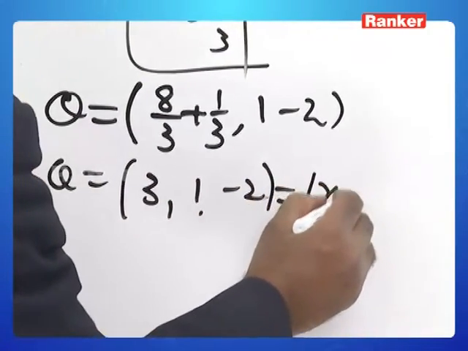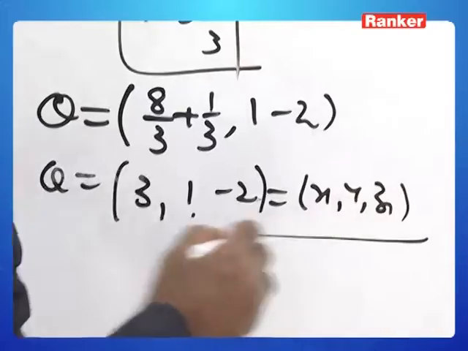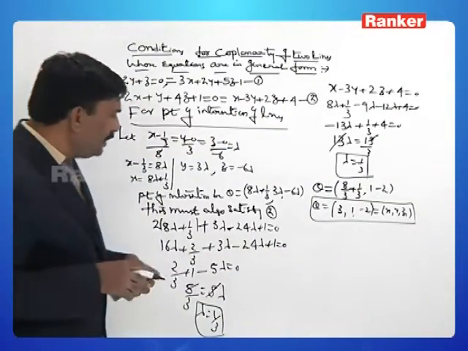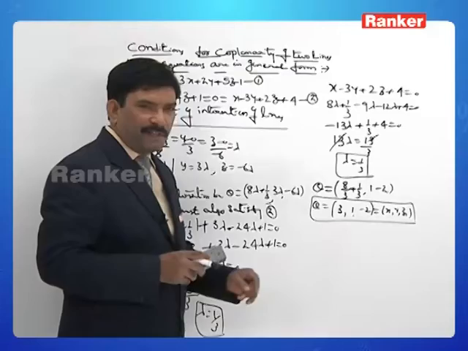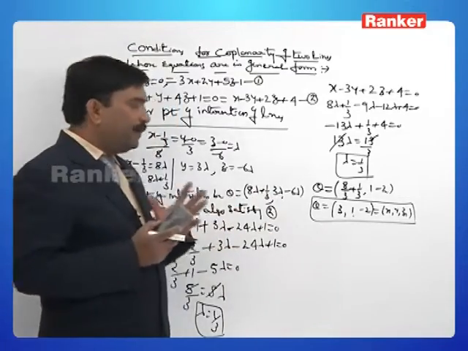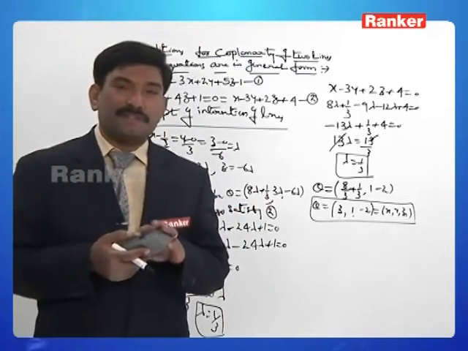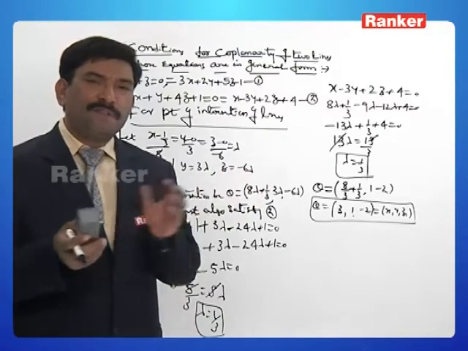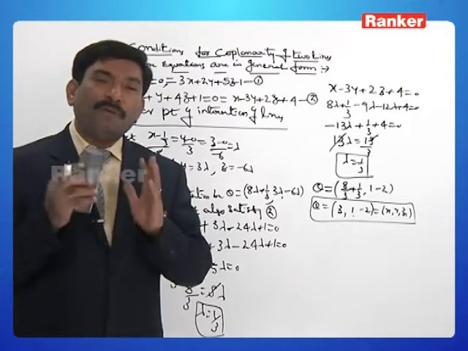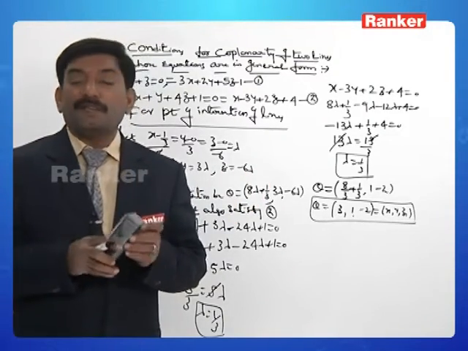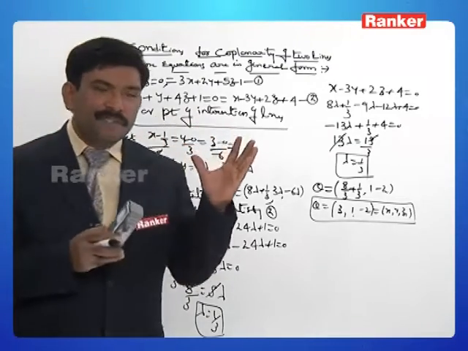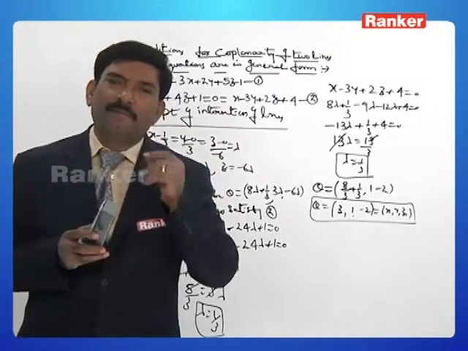You can take this as x1, y1, z1, or else x2, y2, z2, as you please. Now we have found the point of intersection, and we have shown that the lines are coplanar, all passing through the same point. Now we have to find the equation of a common plane containing these two lines, which are in general form.